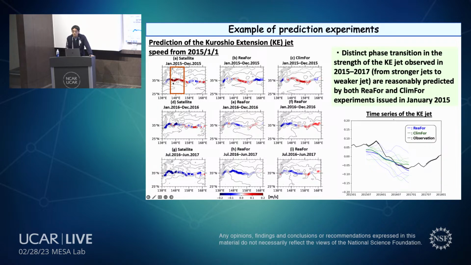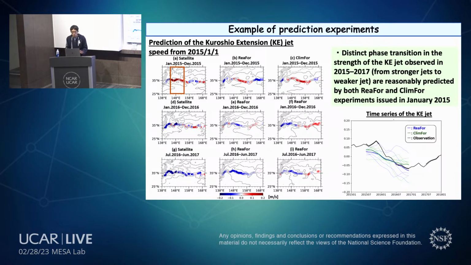At the time of initialization, the Kuroshio Extension jet was enormously stronger than in normal years. But as shown in this time series, as time proceeds, it gradually weakened and transitioned into a negative phase. In other words, the speed of the Kuroshio Extension decelerated. This kind of distinct phase transition of the intensity of the Kuroshio Extension jet is reasonably predicted by both our LEA4 and CRIM4 experiments issued in January 2015. So this suggests that initial ocean memories can provide a successful prediction of this kind of change in the intensity of the Kuroshio Extension jet.